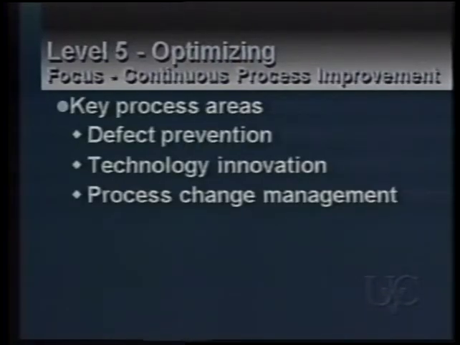Level 5, the top level of the SEI scale, is the optimizing level. At this level, an organization is always questioning, am I doing everything that I possibly can? What could I possibly improve on? Questioning over and over again, how can I improve my process?